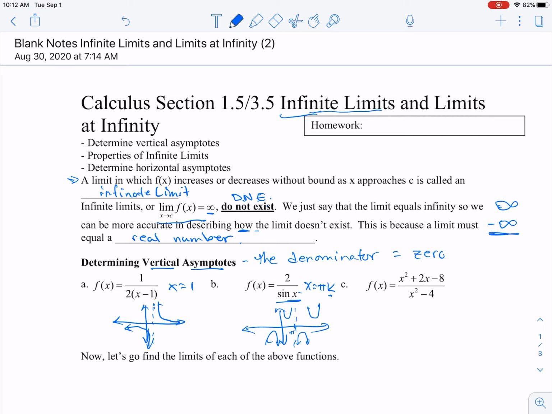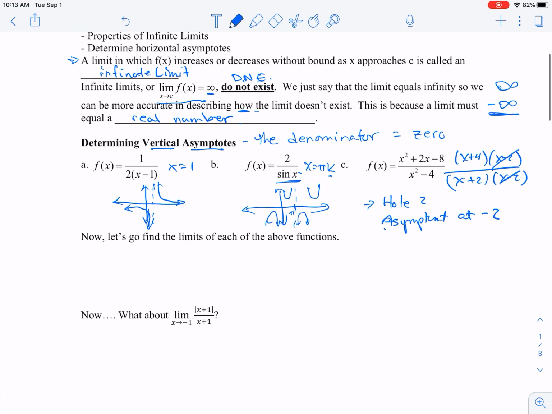All right, this last one, before you make an answer, make sure you factor it. This factors to x plus 4, x minus 2, over x plus 2, x minus 2. We end up with a hole at 2, and an asymptote at negative 2. Remember, those are discontinuities. The asymptote is non-removable. The hole is removable. Something else to think about. Don't forget the lessons that we've learned already. All right, find the limits above.